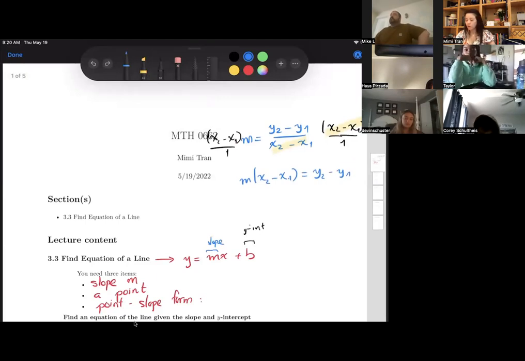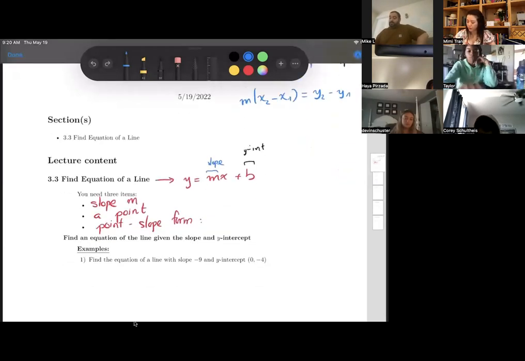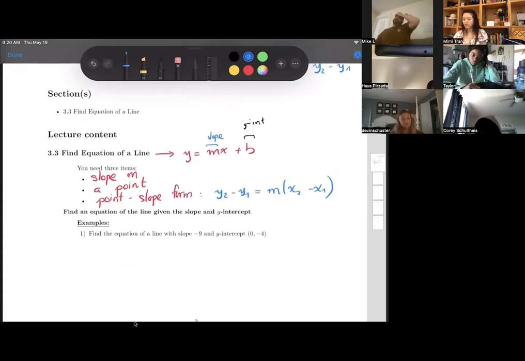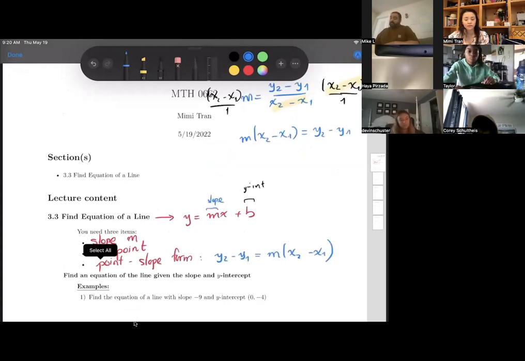Right? Or I can move it around. I can say y2 minus y1 equal m times x2 minus x1. So this one is called the point slope form. Point slope form, very important. Remember this one, okay? In order to construct an equation of a line, you need 3 things: slope, a point, and a point slope form. And how do we get the point slope form? From the definition of the slope.